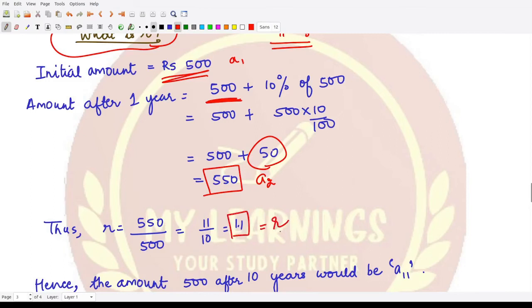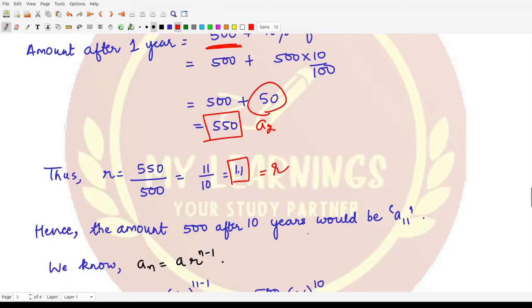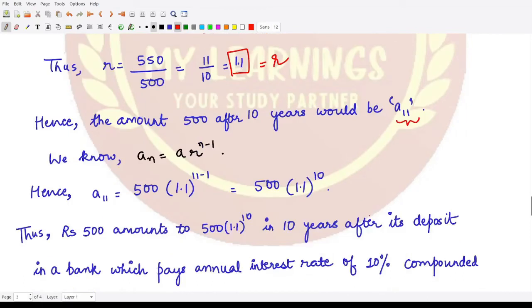So what would be the amount after 10 years? It would be A11. We know the formula for the nth term, which is a_n equals a times r to the power n minus 1. We wanted to evaluate A11, so what we need to do is substitute n equal to 11 here.